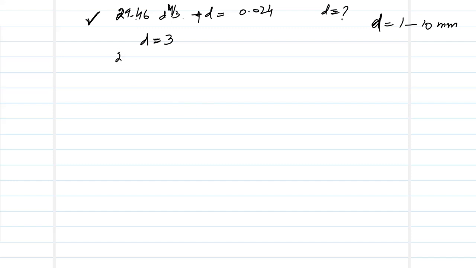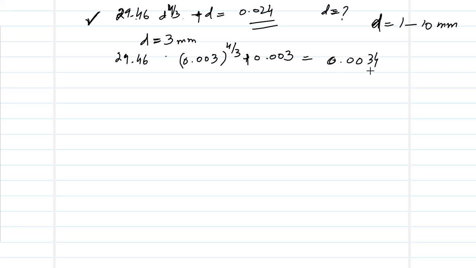So you can now say 29.46 into, at 3 millimeter again, 0.003 power 4 by 3 plus 0.003. Let's see if I come out with the answer of 0.024. So 0.003 power 1.33, which is 4 by 3, plus 0.003. I am getting a value of 0.0034. Clear? Now this value seems to be larger than this.